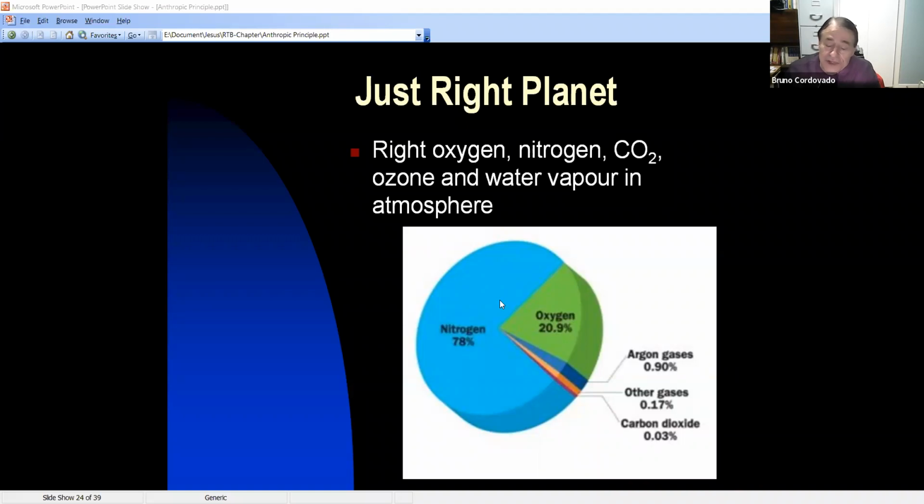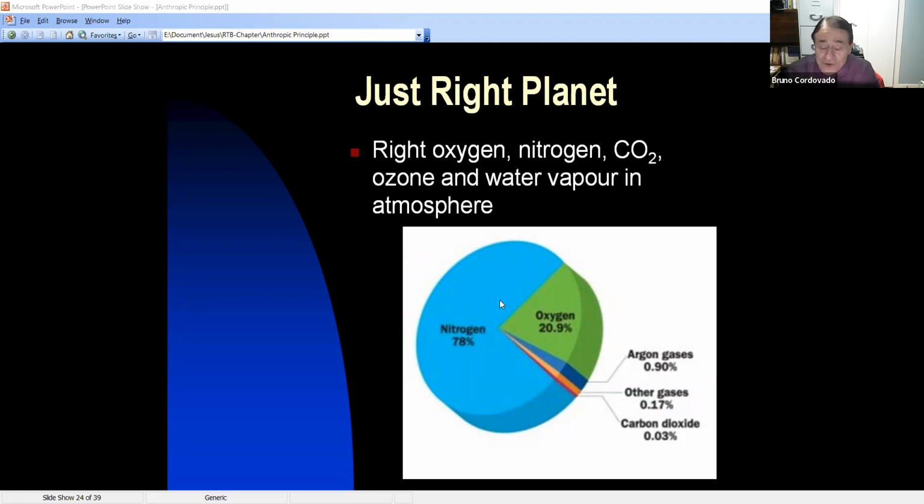So the ratio of oxygen to nitrogen has to be right. If it's larger, then your metabolism would be too quick. If it's smaller, then it would proceed too slowly. You need the right amount of carbon dioxide. If you have more carbon dioxide, you have a greenhouse effect, which would affect global temperature. Just like now, people are concerned about global warming. It's the same way. If you have too much carbon dioxide, it'll be too hot.